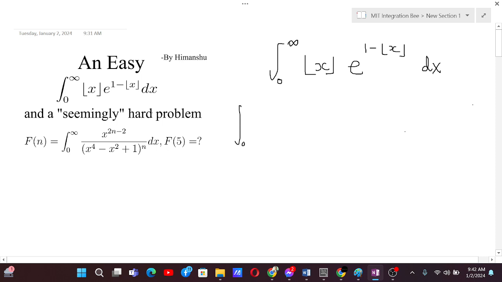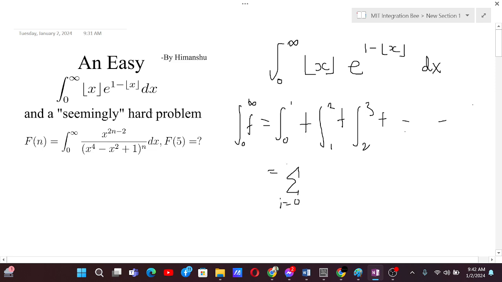So this integral from 0 to infinity of some function f is actually the integral from 0 to 1 plus 1 to 2 plus 2 to 3 and so on. So this can be written as the sum from i equals 0 to infinity of the integral from i to i plus 1 of f. So we can express an integral in the form of a sum, and this is helpful while dealing with floor functions, fractional part functions, and such. So let us apply that idea in this integral too.